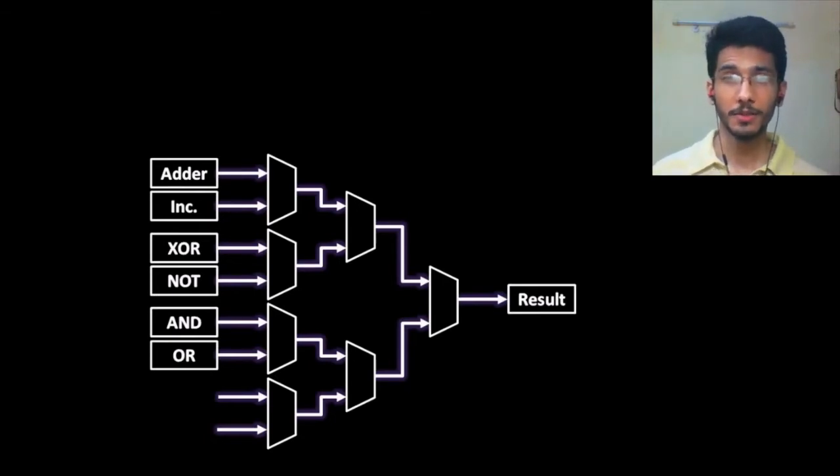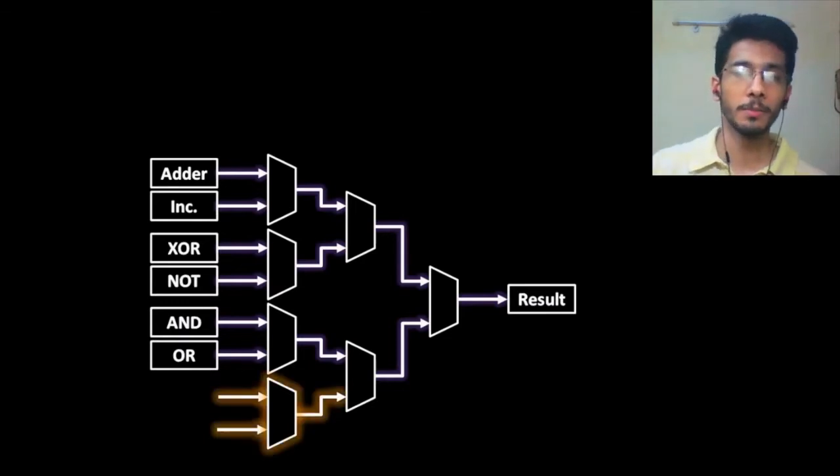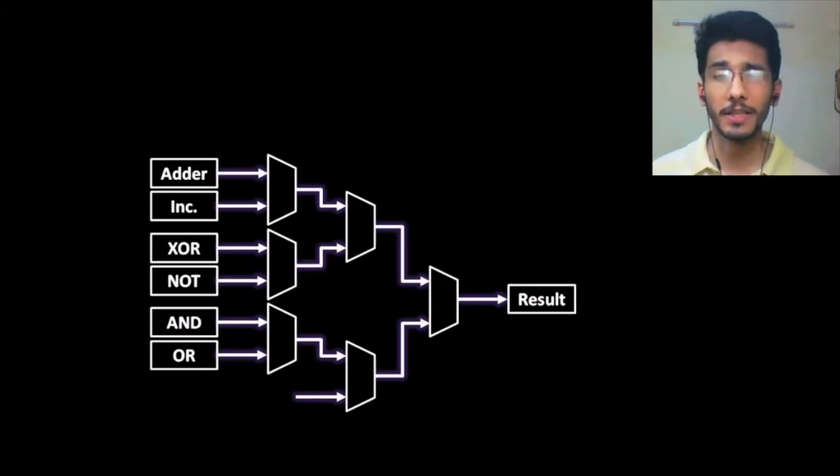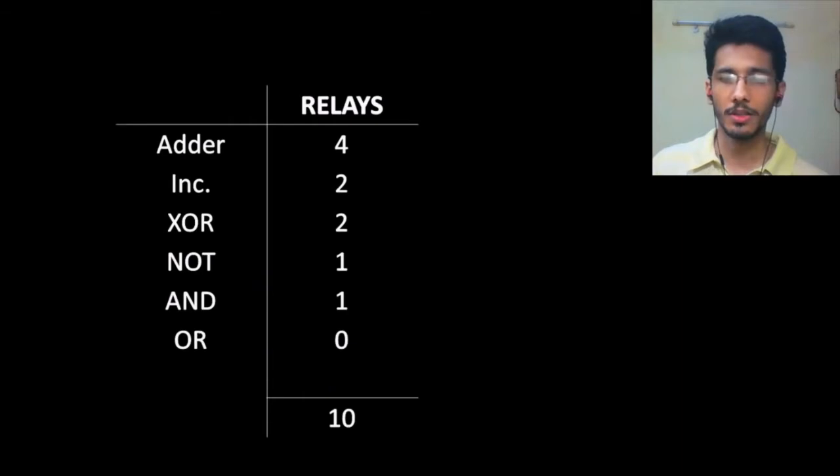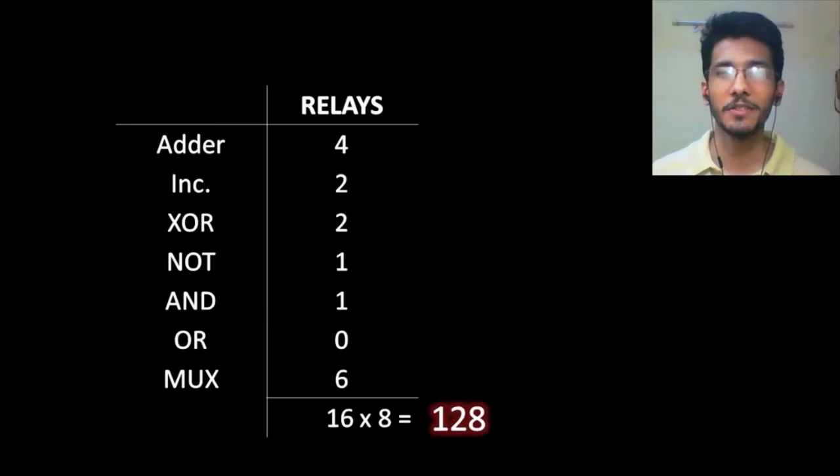Now after doing this, you might notice on the bottom there's one multiplexer that is not being used at all. So we can actually get rid of that, reducing the number of multiplexers to just 6. So let's add that to our number of relays. So adding 6, we need 16 relays to make a single bit ALU. Now remember, this is just for a single bit ALU. In reality, we need an 8-bit arithmetic and logic unit. So we actually need to multiply this number by 8, and that gives us 128 relays in total to implement an 8-bit arithmetic and logic unit.